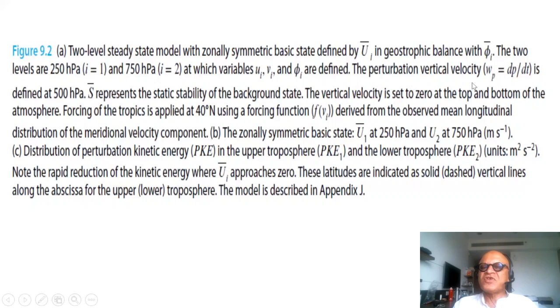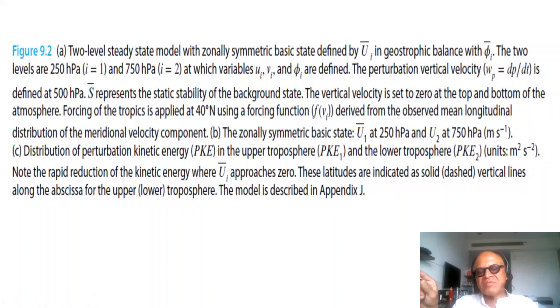So the perturbation vertical velocity in pressure coordinates, dp/dt, is defined at 500 hectopascal. There is a static stability of the background state. Vertical velocity is set to 0 at the top and the bottom, as we will see as boundary conditions. Forcing of the tropics is applied at 40 north using a forcing function which is derived from observed mean longitudinal distribution of meridional velocity component.